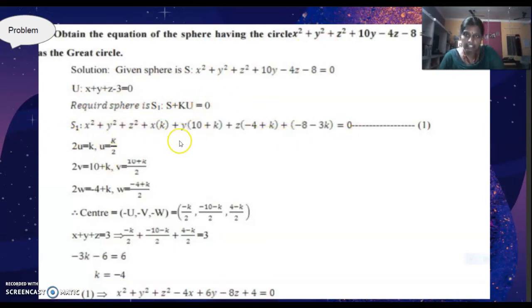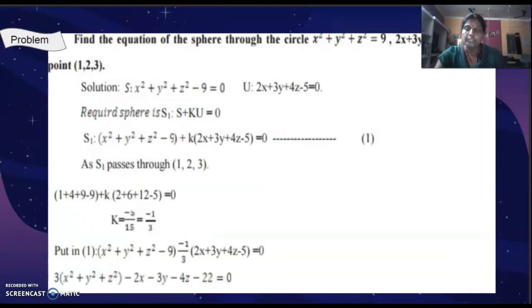In this equation we have to find the values of u, v, w, that is the center. We found the center as minus u, minus v, minus w, and substitute these values in the plane, and we got the value of k, that is k equal to minus 4. So k equal to minus 4, we can supply this value of k in equation 1. We got the equation of the sphere.